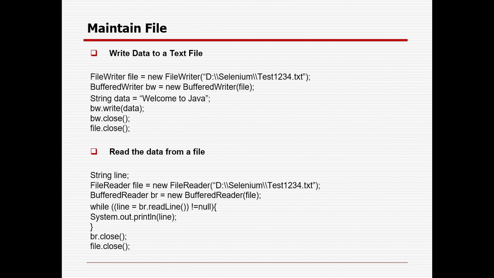And one more thing, if we want to write 3-4 lines, let's suppose number one welcome to Java, number two welcome to Python, number three welcome, you can write multiple lines here. BW dot write data 1, BW dot write data 2, BW dot write data 3, data 4, like that. So it will be line by line. Okay, got it.